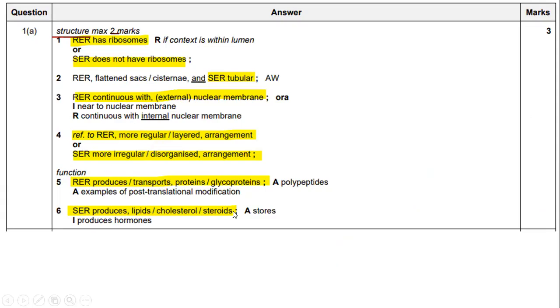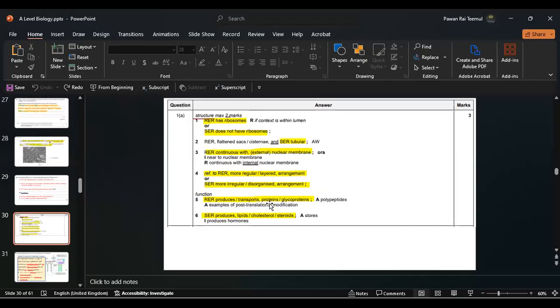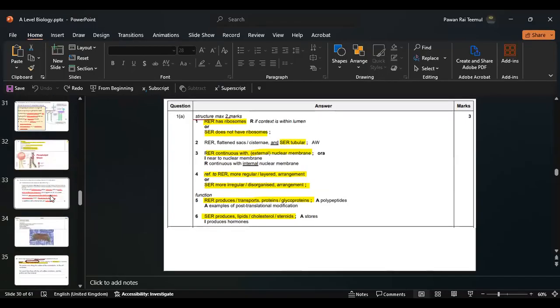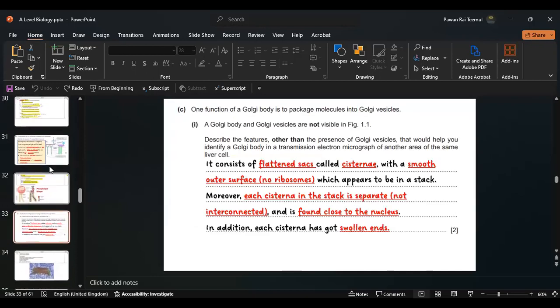Mark scheme answer, which you may use if it helps. More questions.